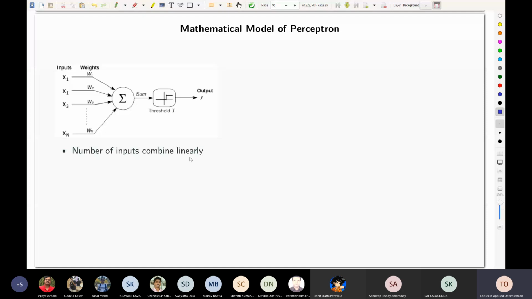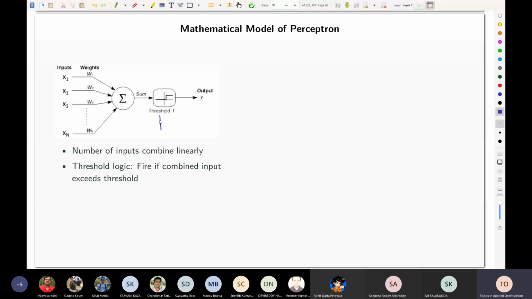The number of inputs combine linearly. So I have n inputs, and they will combine linearly. Remember from linear algebra, what is the meaning of linear combination? A linear combination would mean W1 x1 plus W2 x2 plus dot dot dot plus Wn xn, right? So that's what we did: we combine linearly. That's what this sum means basically, so the sum operation is equivalent to saying that we combine linearly. Now, threshold logic.